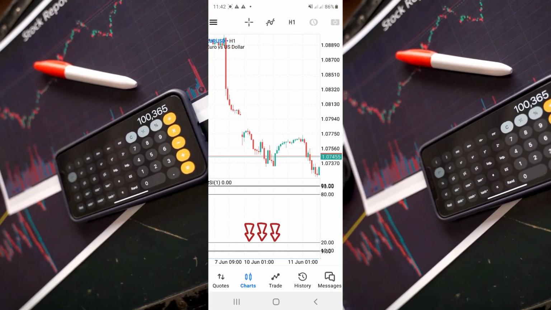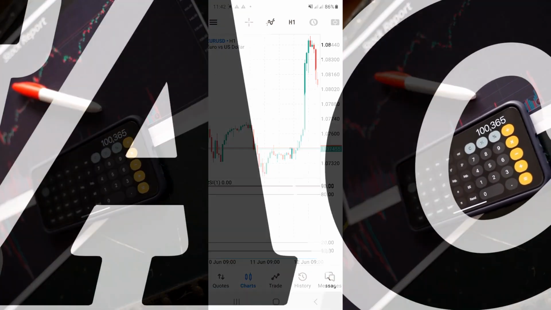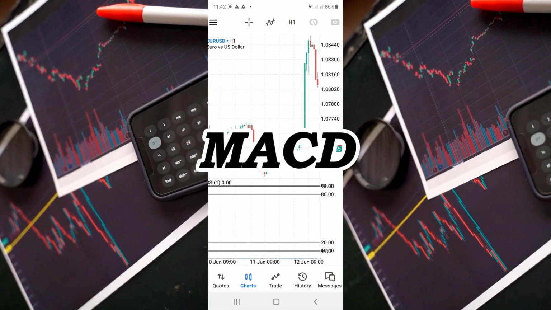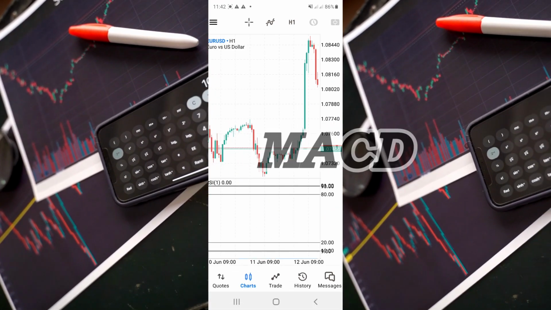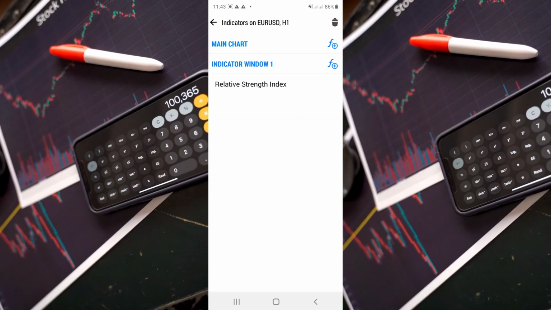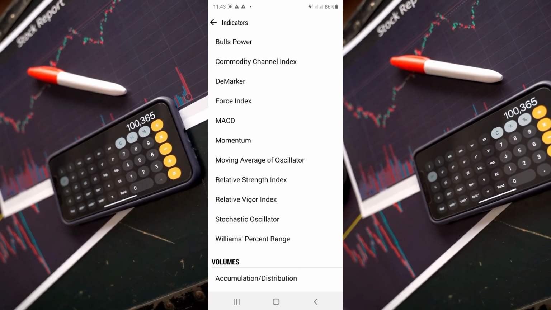Then we shall load our second indicator, which we call the MACD. We shall load it right onto the RSI. So still we head on to the indicator tab right here, select the indicator window right here. Then we add the MACD.